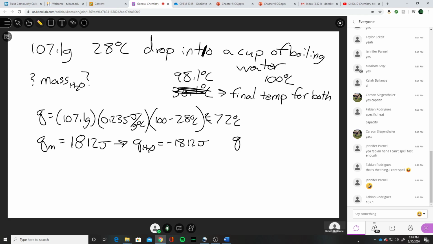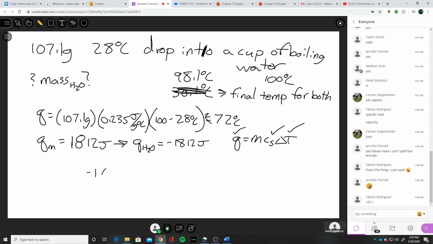And so if we set up a new equation now with data for the water, we just figured out what Q for the water is. The mass of the water is what we're trying to find. We already know delta T for the water because we're given the initial and the final temperature, so we can work that out. And we can look up C sub S, the specific heat. So we have everything we need.